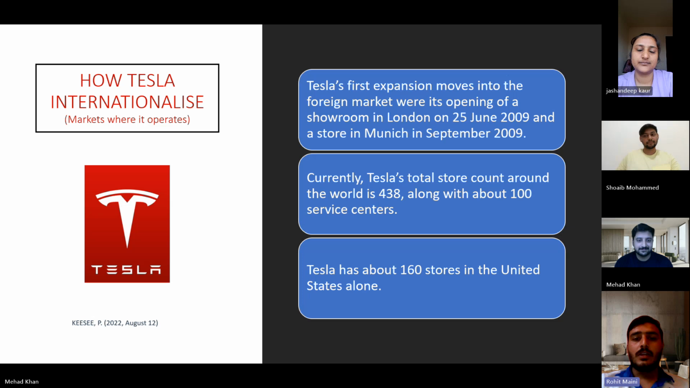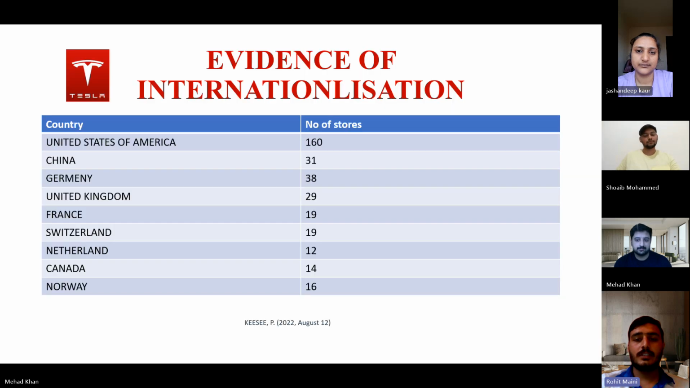Right now Tesla has 438 stores, of which 338 are showrooms and galleries, and the remaining hundred are service centers in different countries around the world. Tesla has 160 stores just in the United States because it is a United States based company. It established itself in the United States first, then internationalized its business to different countries like China, Hong Kong and Germany. And next slide.